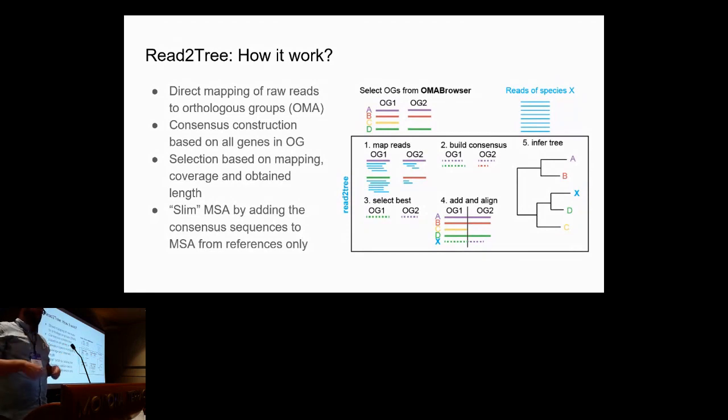So the only thing we have to add is one more sequence that we just reconstructed in a consensus sequence. And we know how this looks like because we just constructed it based on a more closely related sequence. So the first thing that we of course want to see is how good or how bad is Read2Tree, right? Because it's a really different approach to what is out there right now.